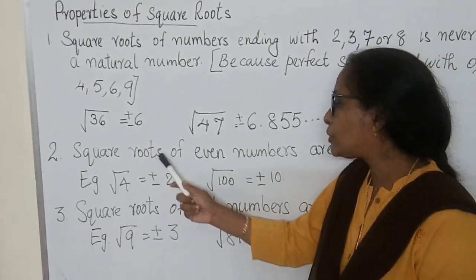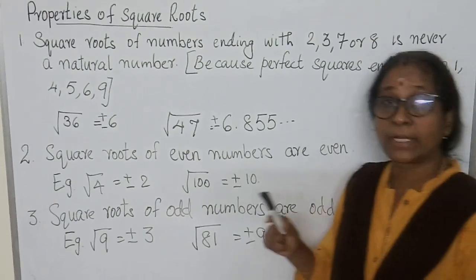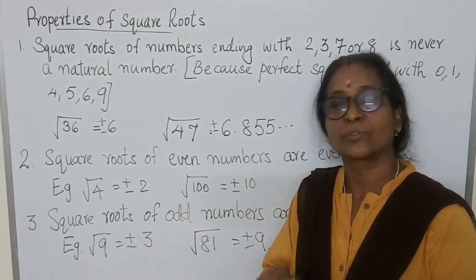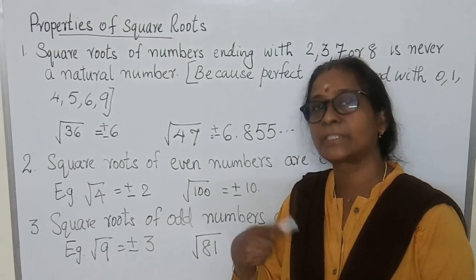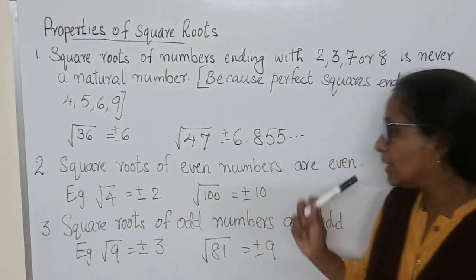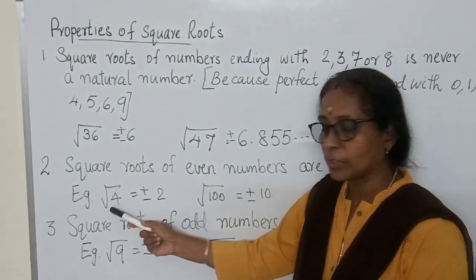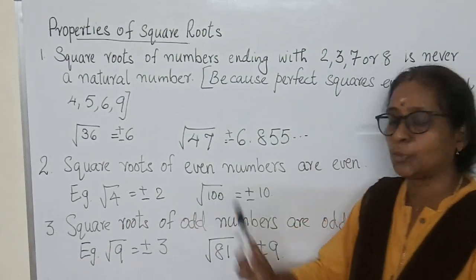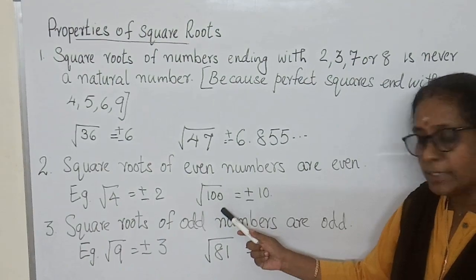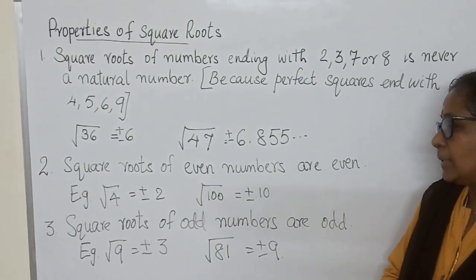The square roots of even numbers are even. We have already learned that the squares of even numbers are even. In a similar way, it is reversed: the square roots of even numbers are even. Let us check one example. Square root of 4 is plus or minus 2, both are even numbers. Square root of 100 is plus or minus 10, again both are even numbers.